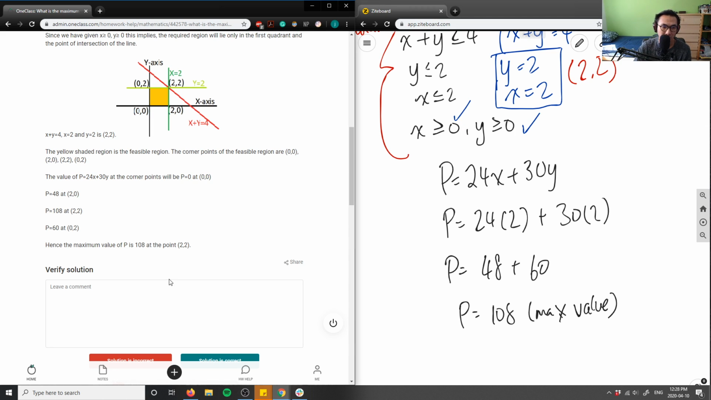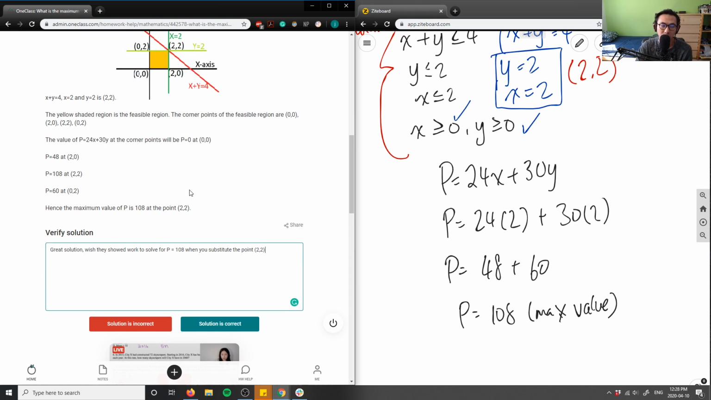But (2, 2) is the correct point. So this here is a great solution. But I wish they showed their work for this 100 value here. I wish they showed work to solve for p equals 108 when you substitute the point, in this case (2, 2). That's kind of what I wish they would do, but the solution is correct here.